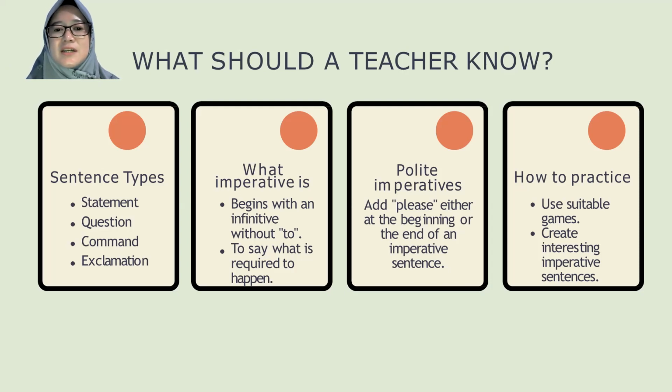And yeah, here is a brief explanation about what imperative is. It begins with an infinitive without to. So infinitive is a verb that begins with to, like to eat, to drink, to study. While in imperative, we omit the to. So like eat, drink, study, walk, jump. Okay, so we don't use to in imperative sentences.